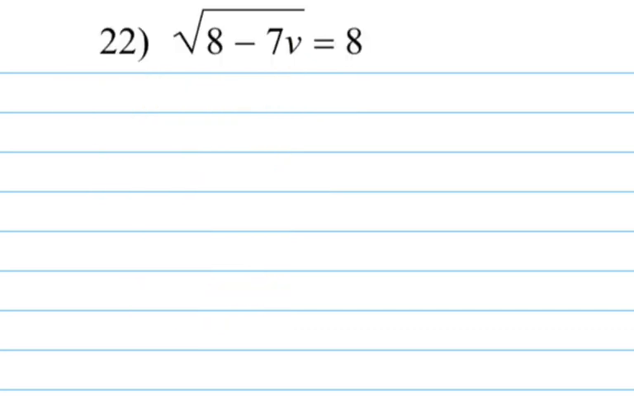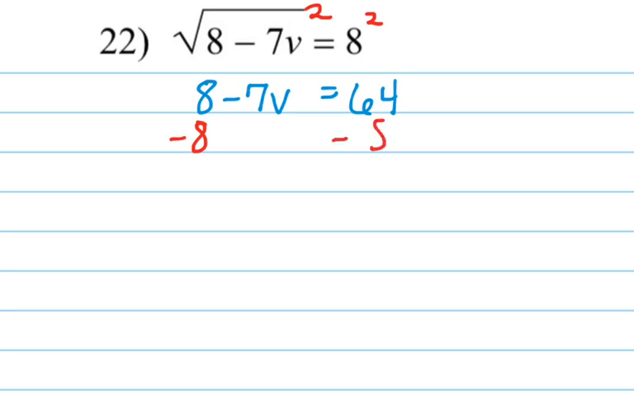This next one doesn't have a radical on both sides, but there is still only one radical. So what that means is I need to cancel out that radical by squaring both sides. So I'm going to square both sides to cancel out that radical. So that gives me 8 minus 7b is equal to 64. Now I need my variables on the same side and my constants on the other. Well, there's only one variable, so I don't have to move it. But I do need to move my 8 to join the 64.